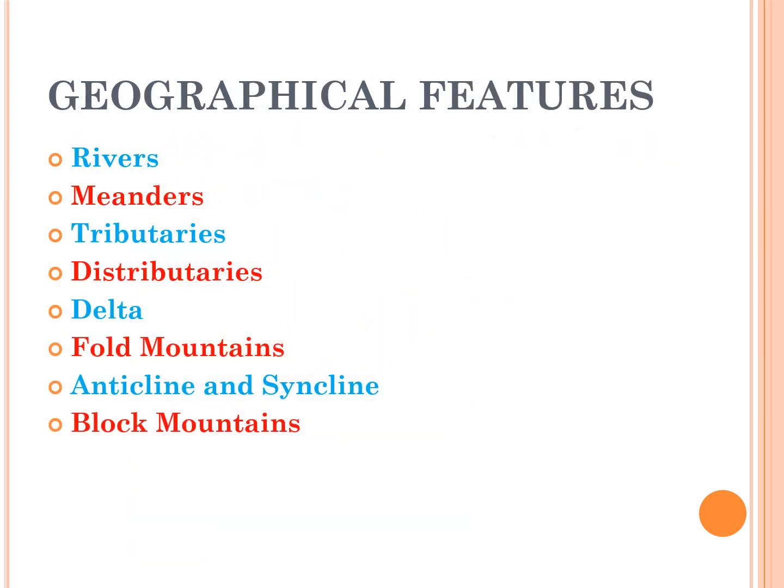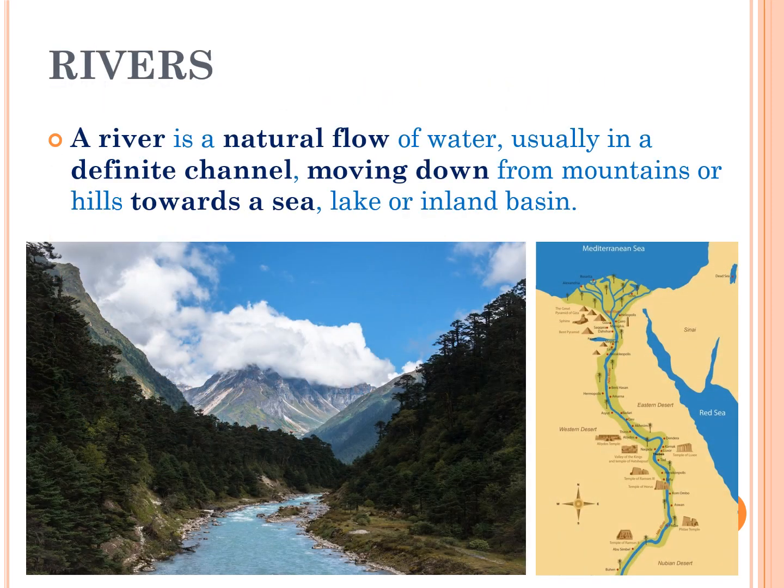Having learned about the essential features of maps, let's learn some important geographical features. These geographical features have contributed in the formation of various landforms. Rivers. A river is a natural flow of water, usually in a definite channel, moving down from mountains or hills towards a sea, lake, or inland basin.